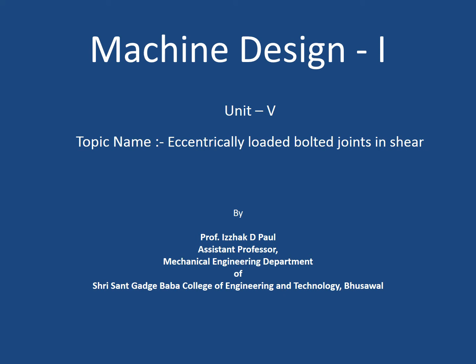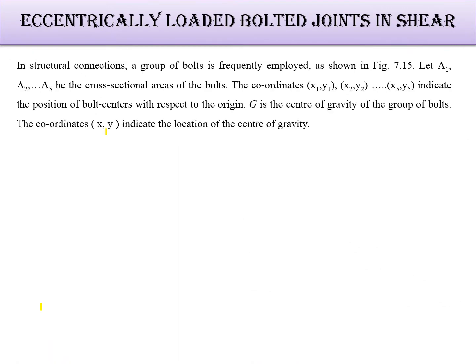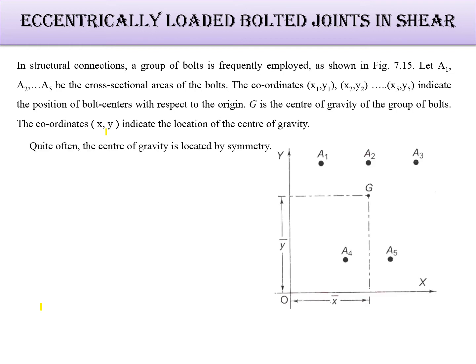So the new topic for the joint is the eccentrically loaded bolted joint in shear. Now, in this structure group you can see in this figure that A1, A2, A3, A4, A5 are the cross-section areas of the bolts. Here A1, A2 is nothing but the area.